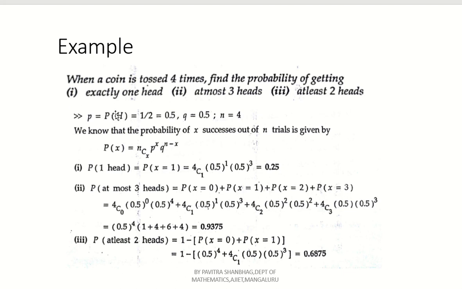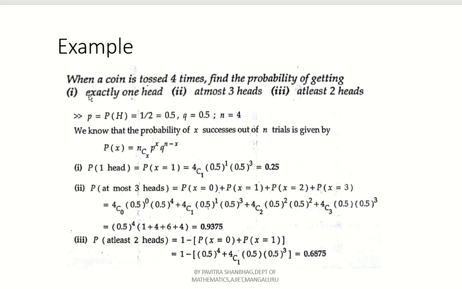P equal to P of H or P of tail, it is 1 by 2. P equal to 0.5, even Q equal to 0.5. And n equal to how much? n equal to 4 here, 4 times we are tossing. So what is the probability function here? P of x equal to nCx P power x Q power n minus x.